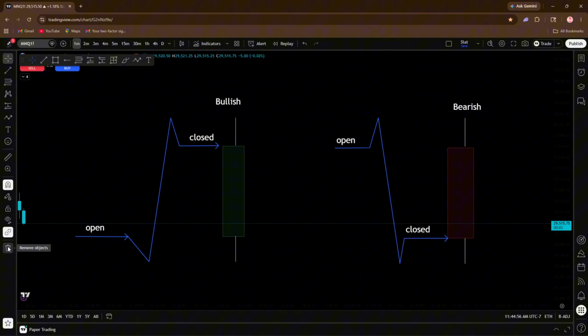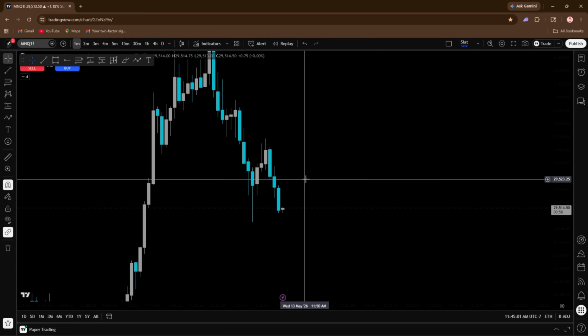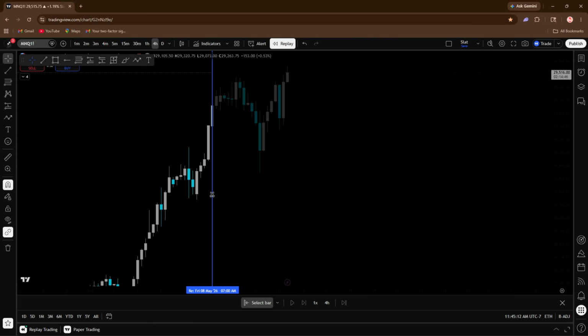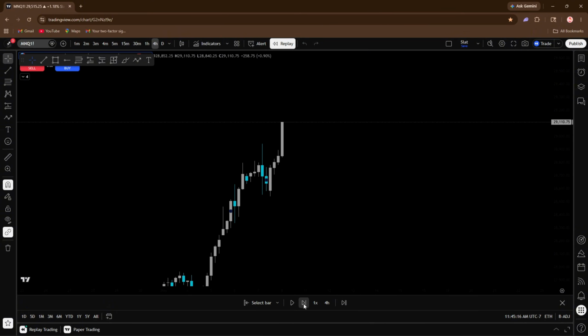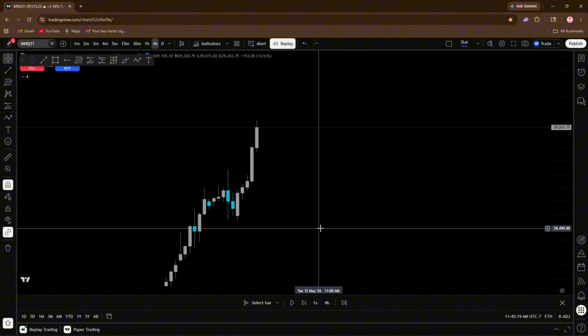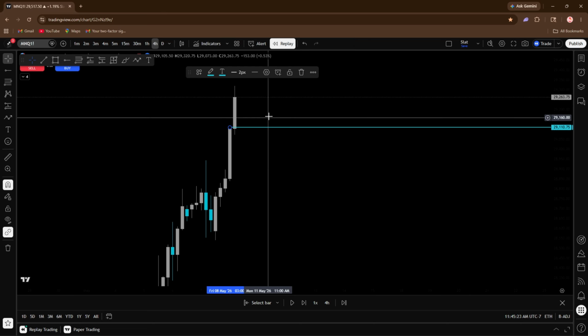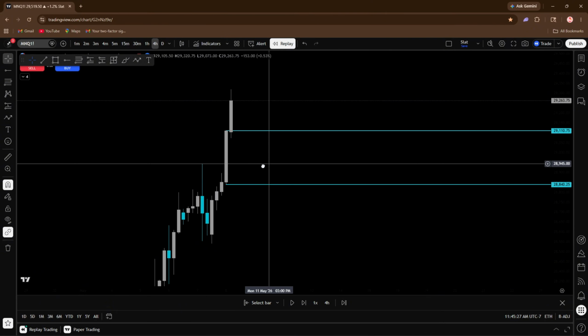Okay, now that you guys learned that, we are going to talk about the insides of the candles. If we go here to the 4-hour and I use my replay tool, I need that candle. Okay, so this is the top of the bullish candle, and this is the bottom.